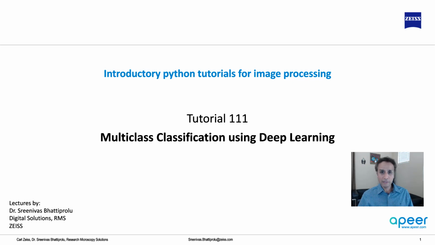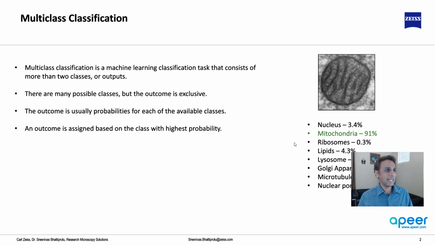Just to give you a quick reminder about what multi-class actually means. Multi-class is when we are classifying an image into one of many classes that are available. Again, the key term here is one of many classes, so it can only be classified as one class. That's it. Multi-class refers to the fact that there are multiple classes available.